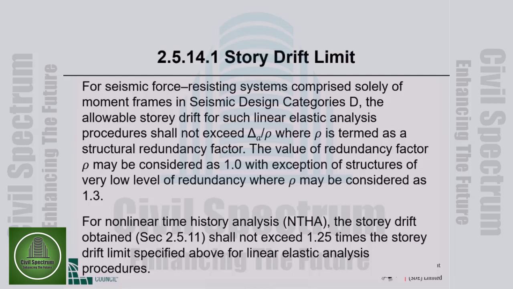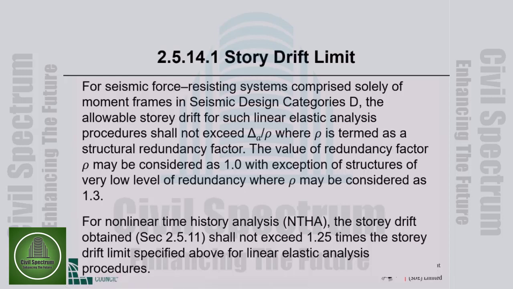I guess if you want to figure out whether your rho is 1 or 1.3, you will have to fall back on something like ASCE 7. BNBC does not give you any tool. However, if rho is 1.3, this is a very significant reduction in the interstory drift limit. Okay.